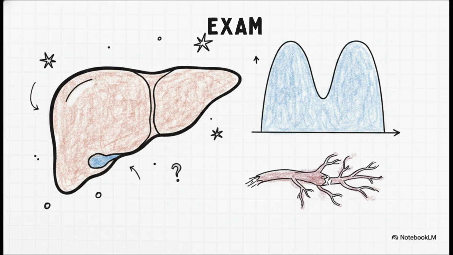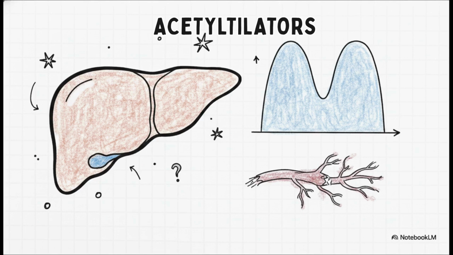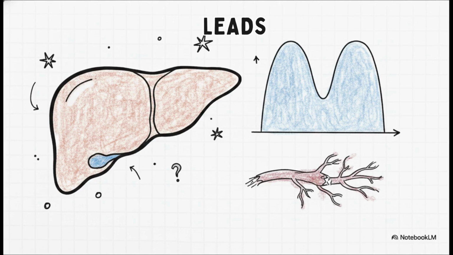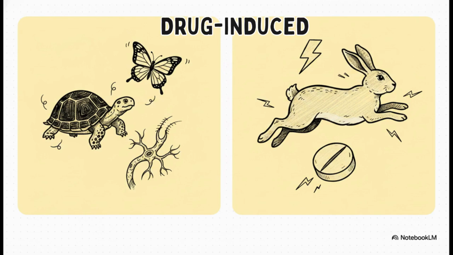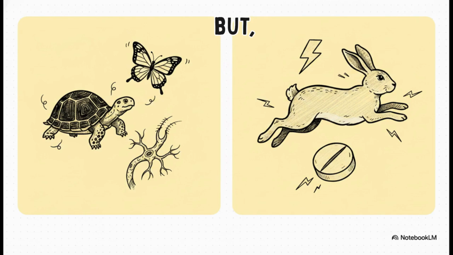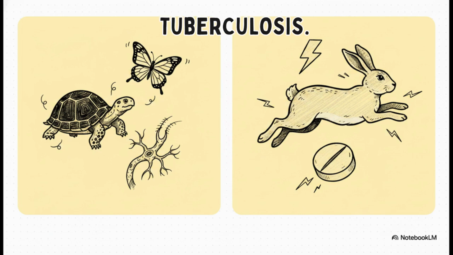The absolutely crucial exam point here is that slow acetylators accumulate INH, which leads to severe vitamin B6 or pyridoxine depletion. That puts them at extreme risk for peripheral neuropathy. So what's the real-world clinical trade-off? Well, slow acetylators are definitely prone to that INH peripheral neuropathy we just talked about. They're also the ones who end up with drug-induced lupus from hydralazine. But they actually tend to have a better therapeutic response when fighting tuberculosis.